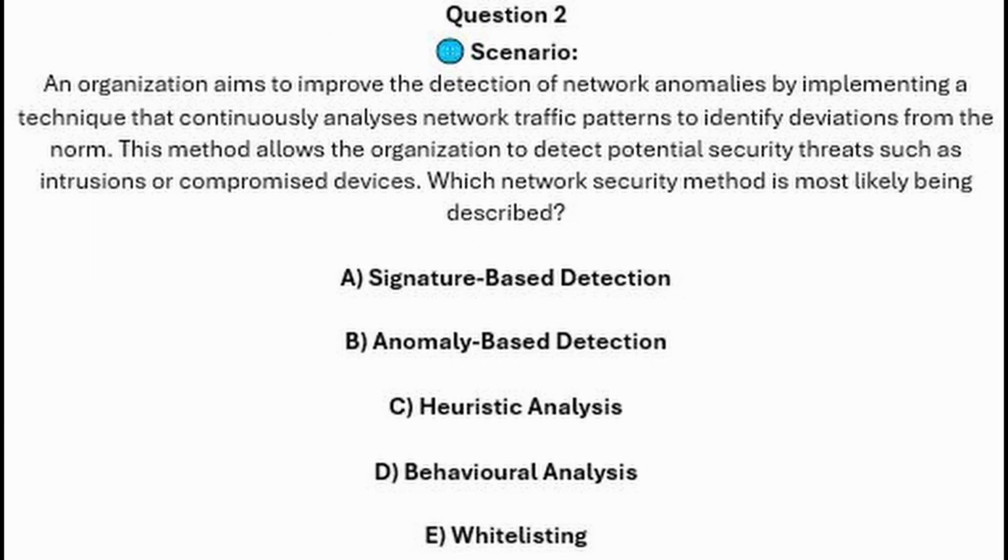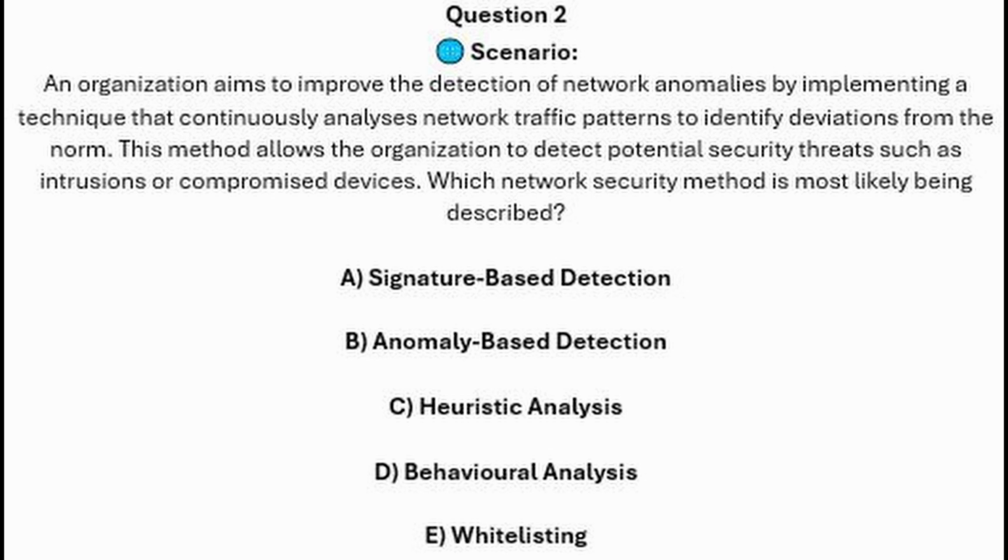And for the next question of our exam, question number 2. The question states, an organization aims to improve the detection of network anomalies by implementing a technique that continuously analyzes network traffic patterns to identify deviations from the norm. This method allows the organization to detect potential security threats such as intrusions or compromised devices. Which network security method is likely being described?